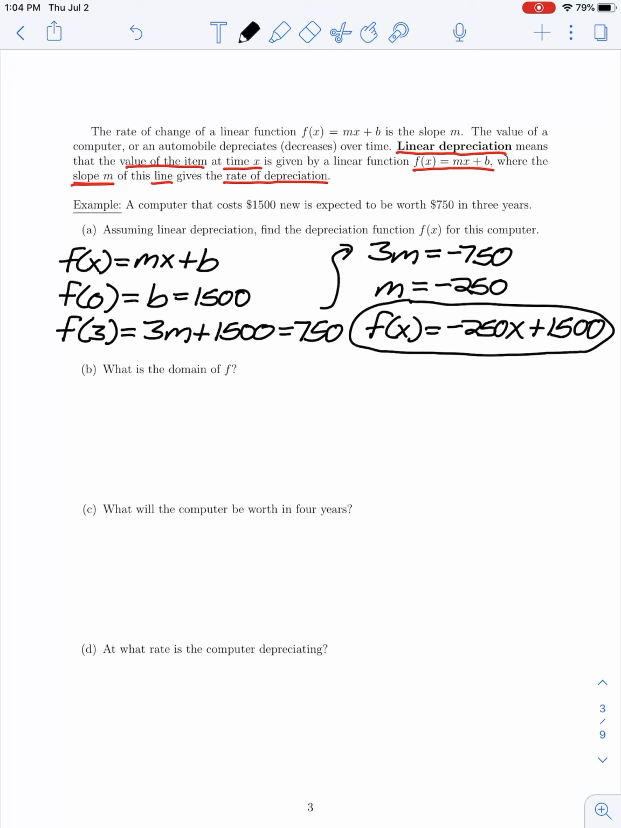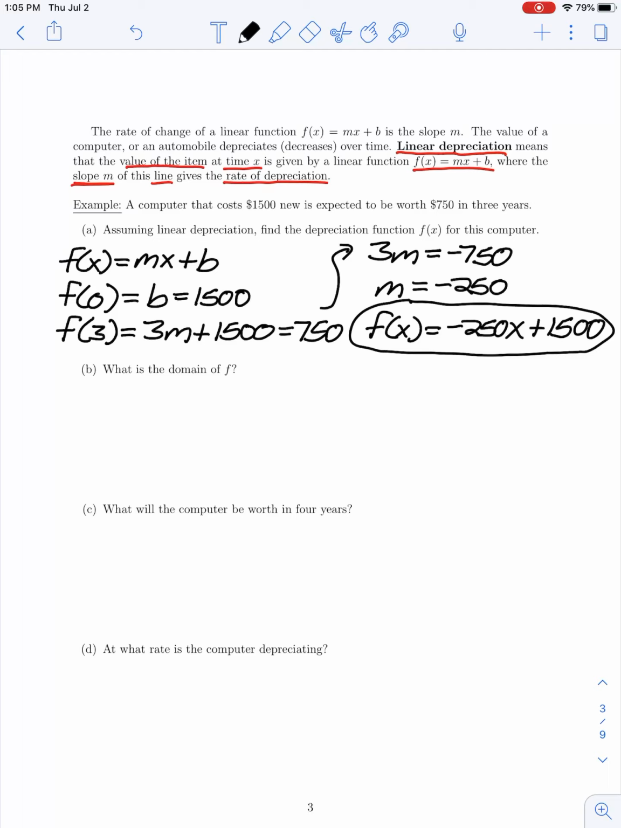Now, in part B of this problem, we're asked what is the domain of this function. Now, in the first section of Chapter 3, when we were talking about the domains of functions, they were functions that didn't have any real physical interpretation, like a dollar value. For instance, in this example, f of x represents the value of our computer in dollars. So if we were just to look at this function without thinking of its physical interpretation, we might say the domain of this line is all real numbers.